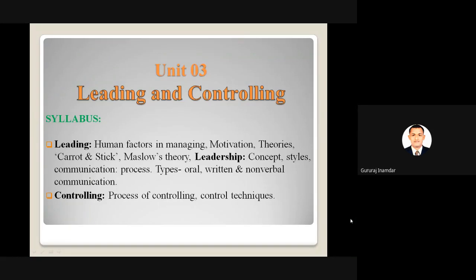We have already discussed the hierarchy of the organization: first level or top level management, middle level management, supervisor level, and lastly the workers. So what will be the communication process? We will study this in detail in this chapter, including the types of communication: oral communication, written communication and non-verbal communication. The last part is controlling, the process of controlling and different control techniques. So let's start with leading.